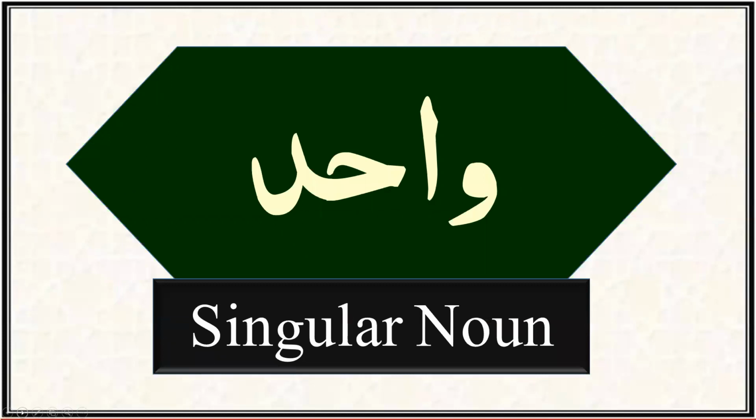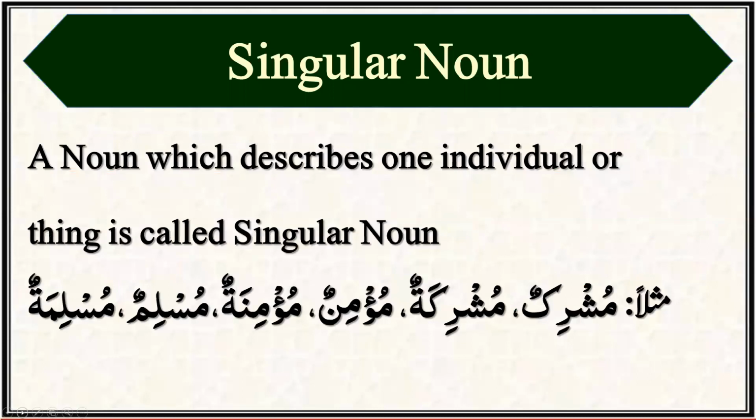First of all, let's learn what is a singular noun. A singular noun is a noun which describes one individual or one thing. For example, mushrikun, mushrikatun, mu'minun, mu'minatun, muslimun, muslimatun. Now all these words, they indicate one specific thing, one individual, one item or one thing, etc.